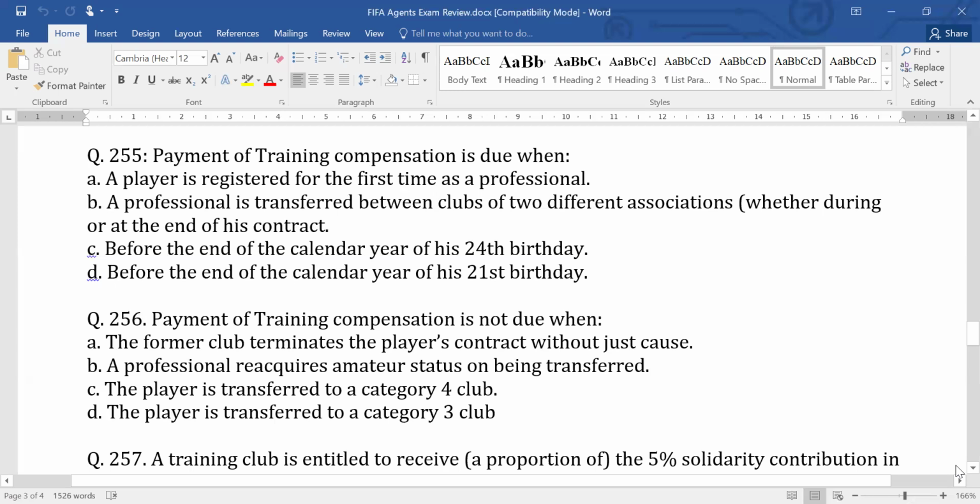All right. So in question 25, the answer now is A and B. A player is registered for the first time as a professional, and also a professional is transferred between clubs of two different associations, whether during or at the end of his contract.